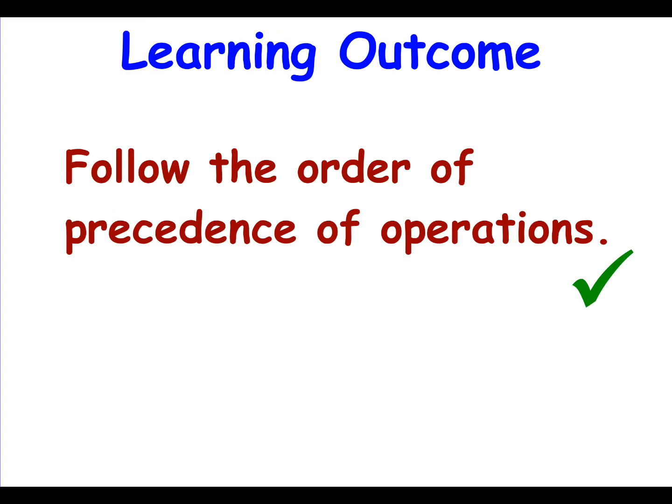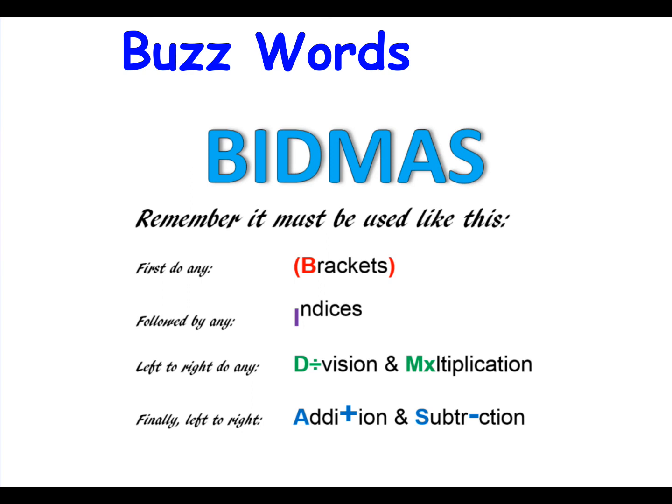So the learning outcome for this lesson was to follow the order of precedence of operation. In other words, to remember that BIDMAS tells us the order in which to do calculations. B for brackets, I for indices, D is division and multiplication, but they're at the same level, so you do them from left to right, and then finally addition and subtraction from left to right.